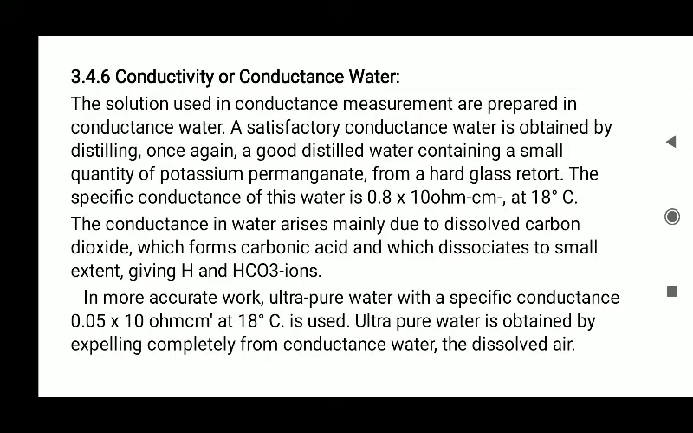In more accurate work, ultra pure water with a specific conductance of 0.05 into 10 raised to minus 6 per ohm per centimeter at 18 degrees C is used. Ultra pure water is obtained by expelling completely the dissolved air from conductance water.